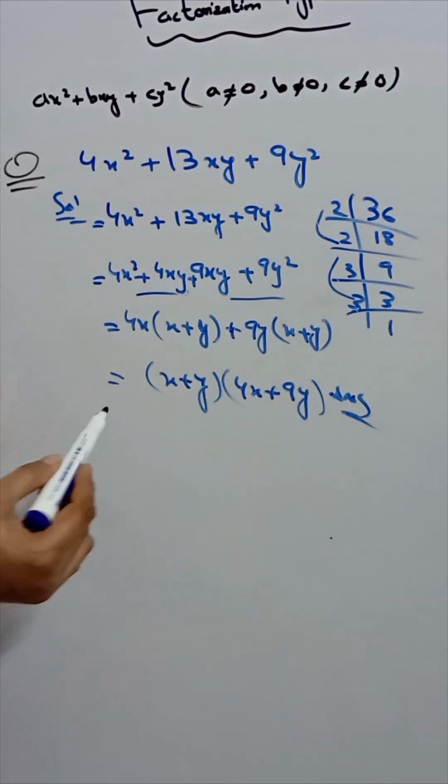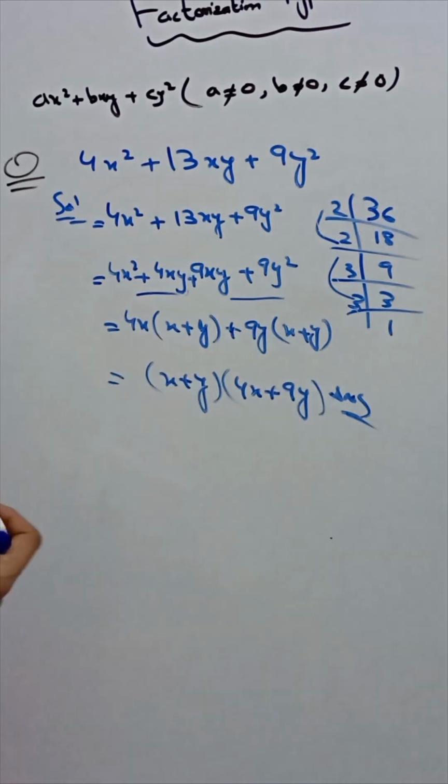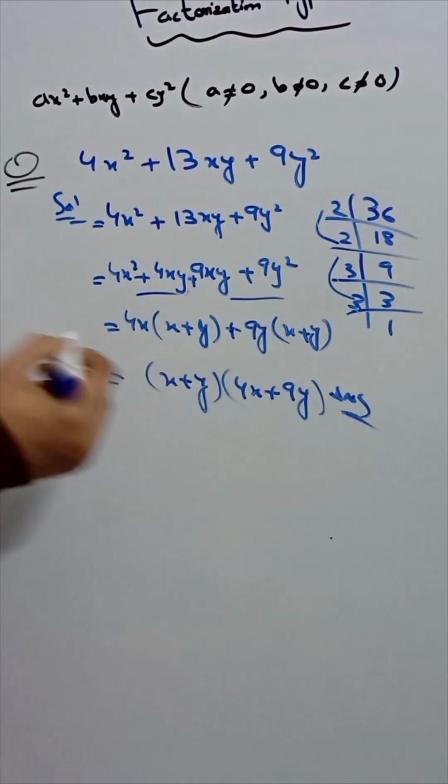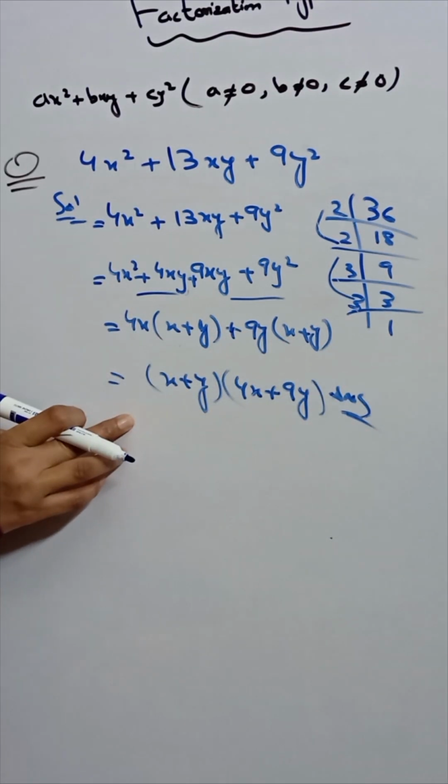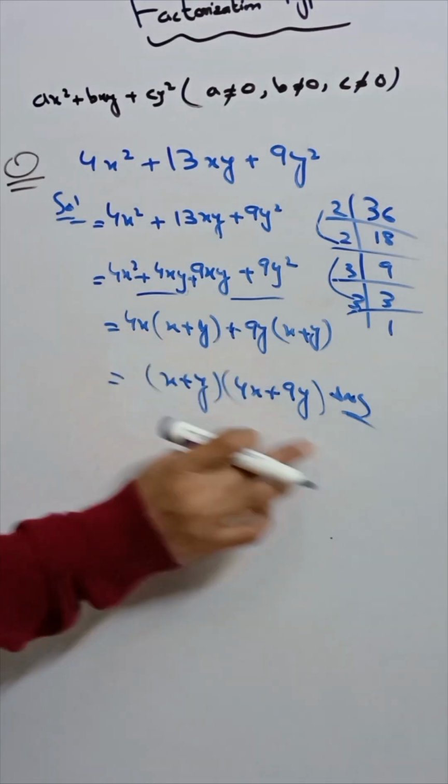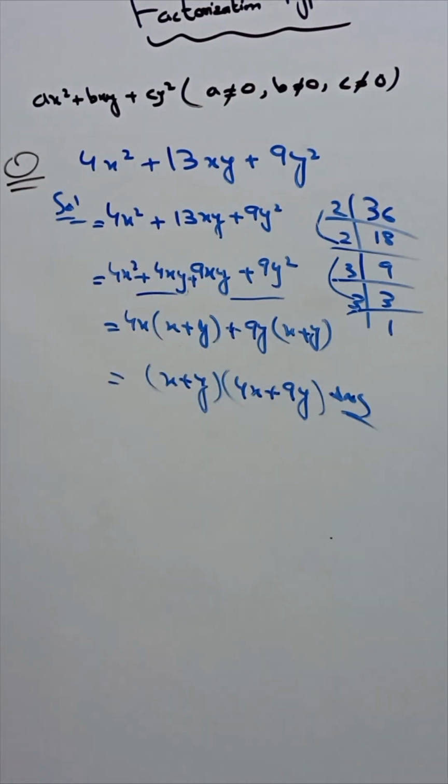Always remember that in such questions, the brackets must be the same. Now I can easily take common from it. x plus y, x plus y. I take (x plus y) common. What is left? 4x plus 9y. That is the answer. It's a very interesting and very simple question. You just need practice of it.